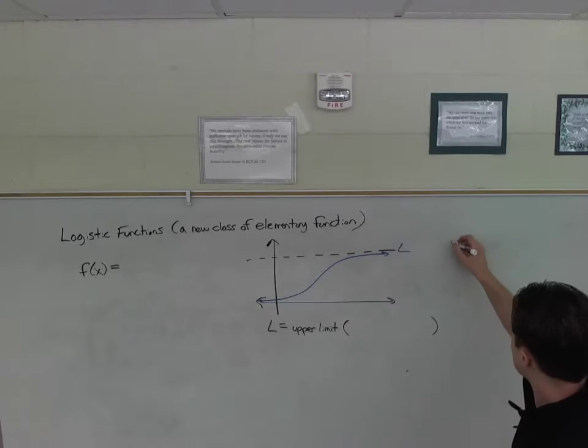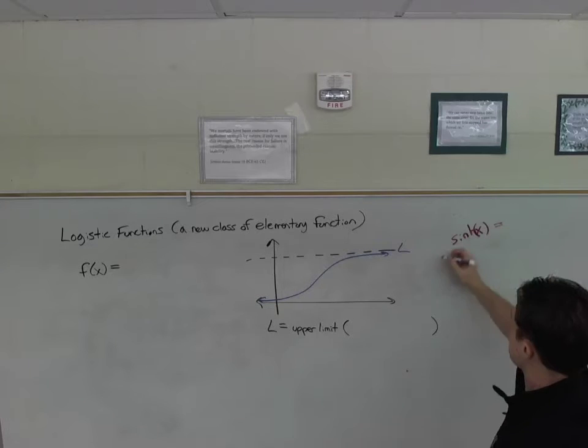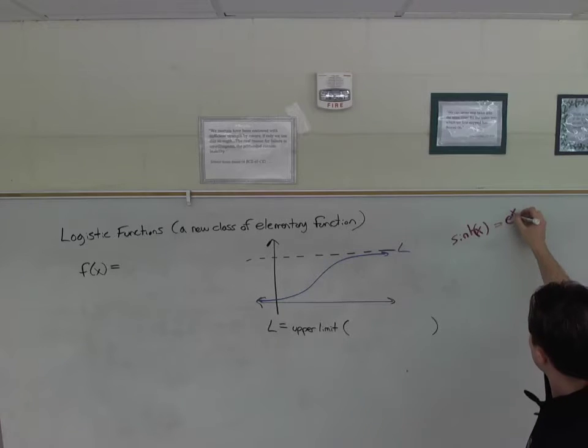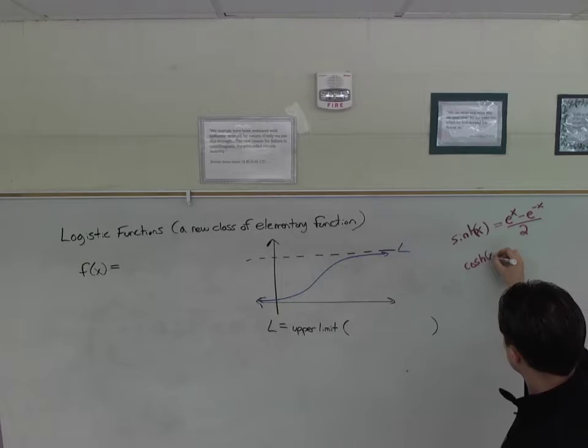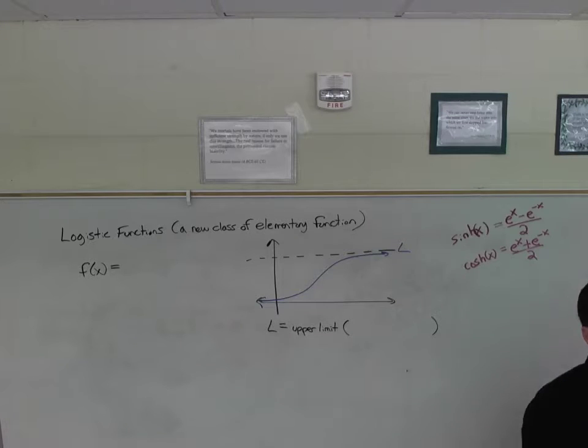We had sinh of x. What was sinh of x really? Because I'm sure you'll see it probably next year a bunch, if not this year. e to the x minus e to the negative x, over 2. And then cosh was e to the x plus e to the negative x, over 2. It's just an average, right? So those are those nice combinations of exponentials.